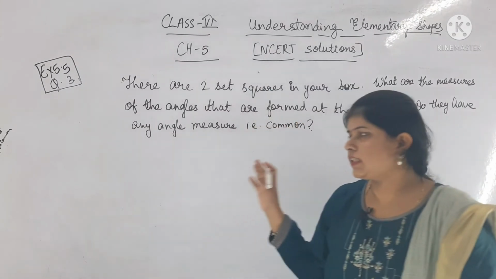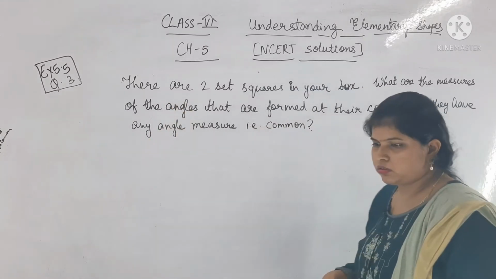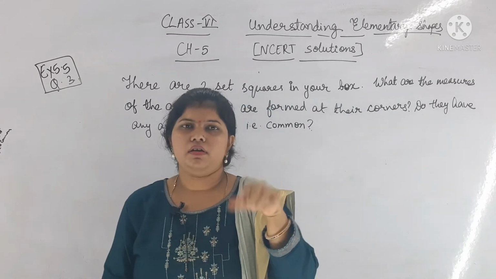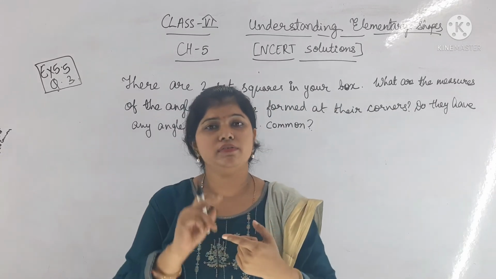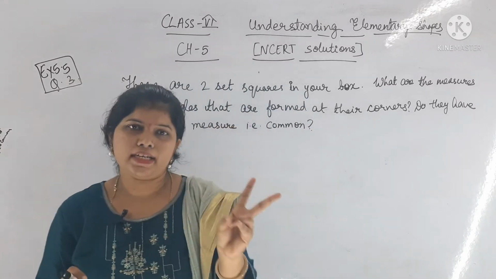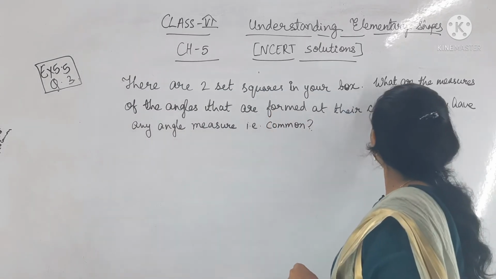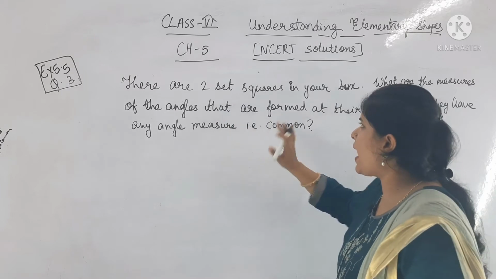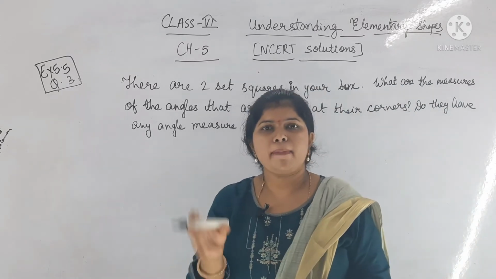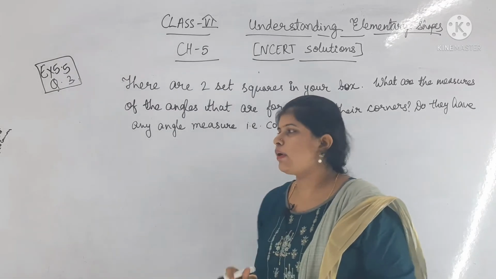Okay students, let's see question number 3. It is given there are two set squares in your box. You have the geometry box, right? In that you have the divider, the compass, the ruler also, and two set squares. What are the measures of the angles formed at their corners? You can take the set squares and measure them.